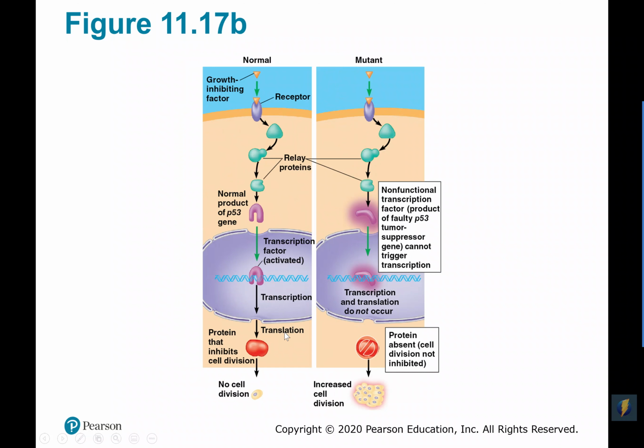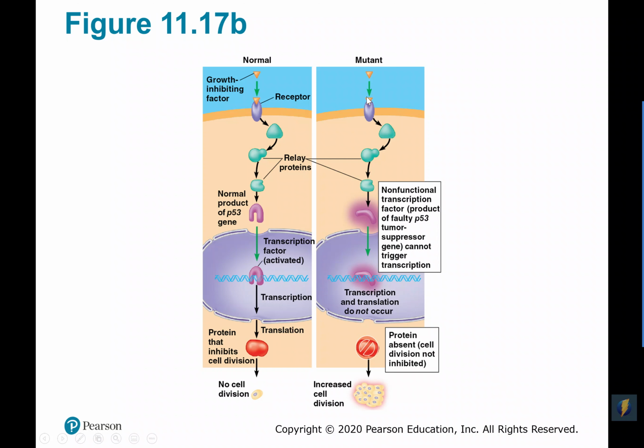Here is with a tumor suppressor gene. So here in our normal pathway, there's this growth inhibiting factor. It's going to bind onto our receptor protein, go through those relays, and you get this normal transcription factor that activates a particular gene that results in a protein that inhibits cell division. And so we have no cell division taking place. We have normal growth.